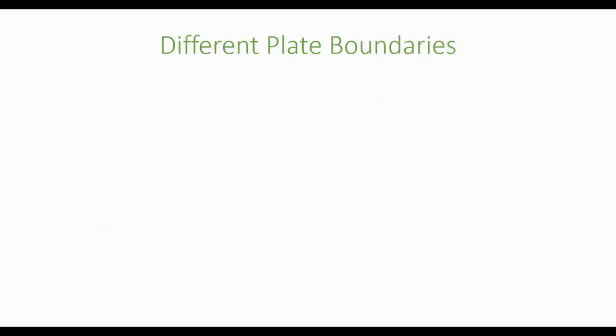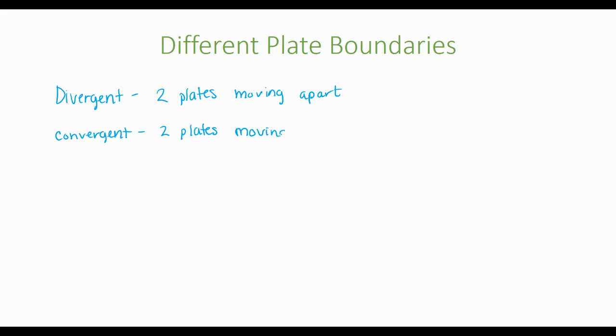So there are three different plate boundaries we are going to talk about. The first is divergent plate boundary. This is where two plates are moving apart. Then we have a convergent plate boundary. This is where two plates are moving together.